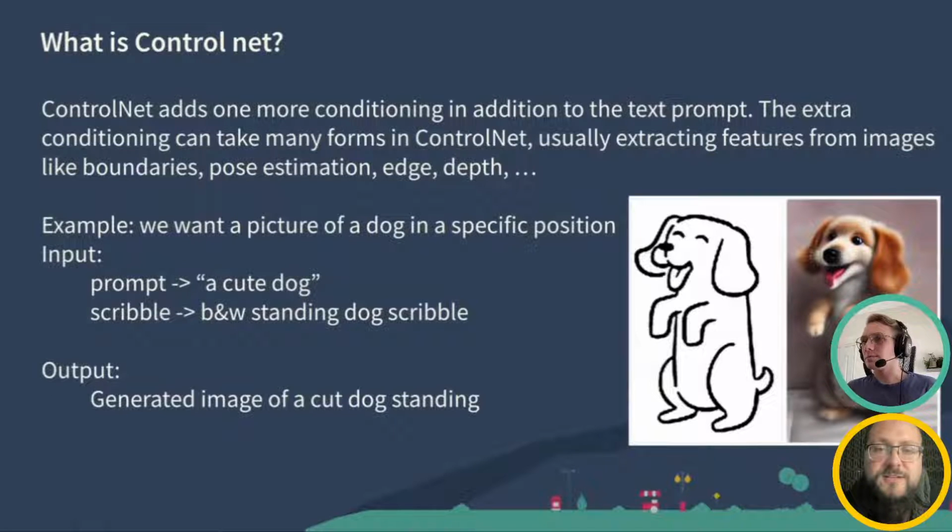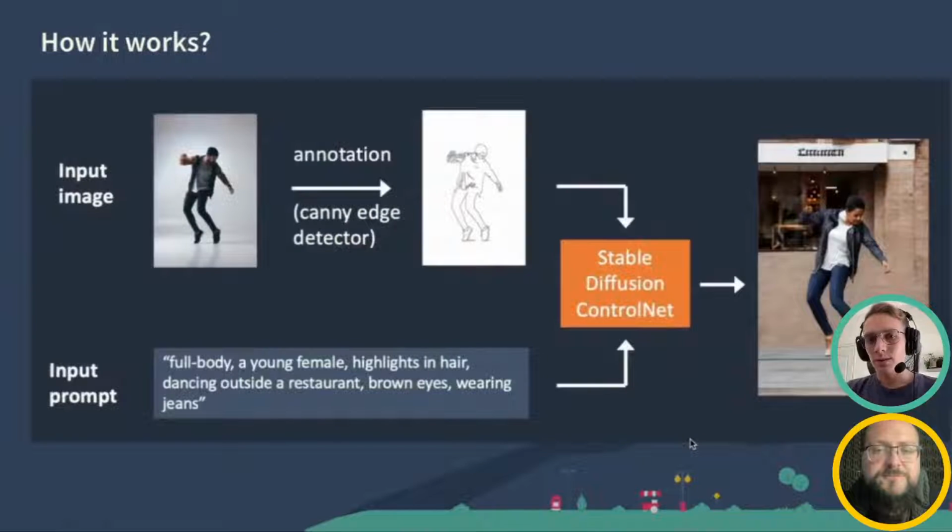So with this, you can just generate what you want, the exact pose that you want, and then you can just iterate on the style of the thing that you want to generate. You can use more simple prompts and get better results. But how does it work?